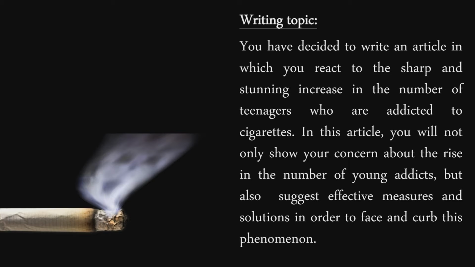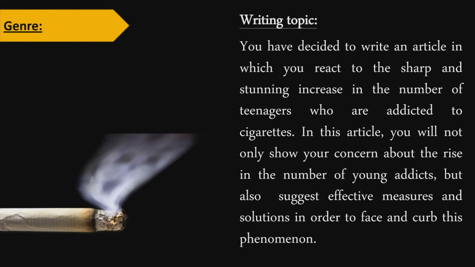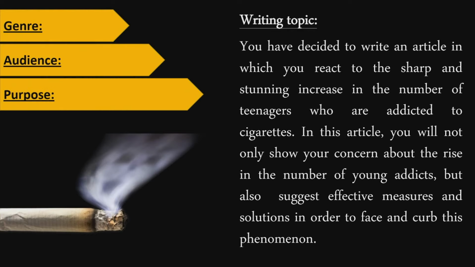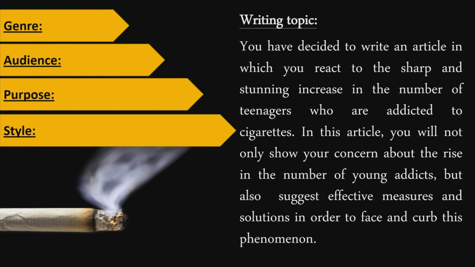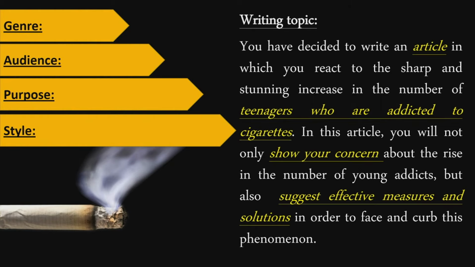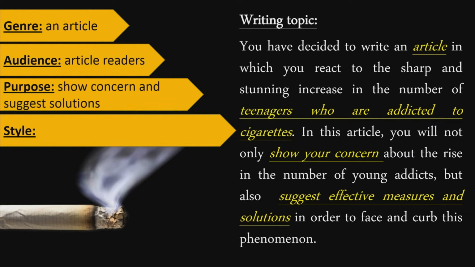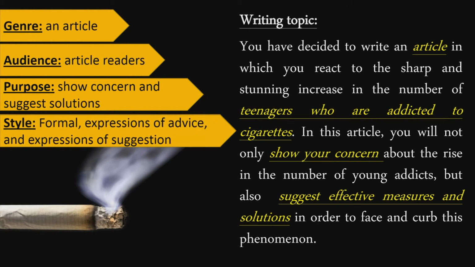First thing to do is to read our writing topic carefully and to try to spot the keywords. You may underline them or highlight them because they will help you identify the topic gaps, which are the genre, the audience, the purpose, and the style. That's it. These are the keywords. And from those keywords, we can deduce the genre of the writing. It's an article. The audience for an article, of course, would be the article readers. The purpose is to show your concern and suggest solutions. And the style, of course, should be formal. You may use expressions of advice and expressions of suggestion.